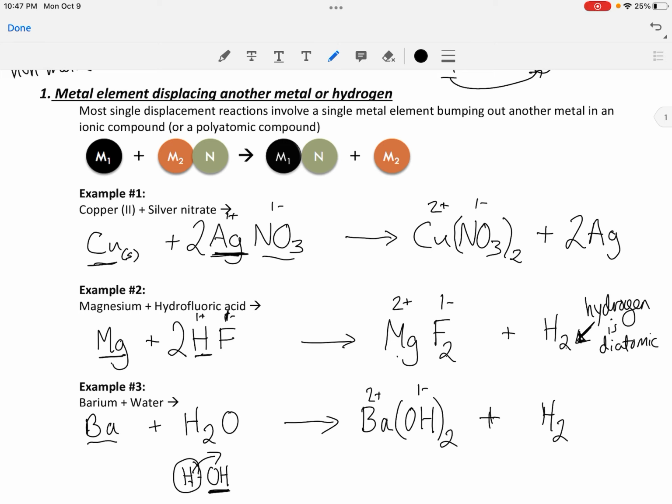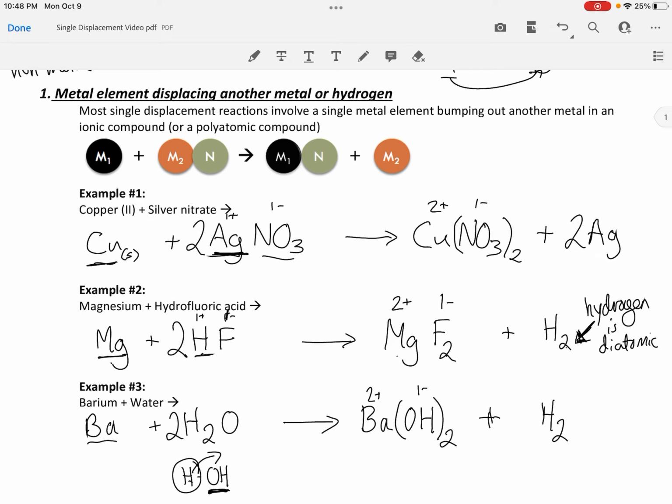Now let's try and balance this. There's 1 barium on each side, so that's all good. There's 2 oxygens in here, and there's only 1 oxygen here. So I'm going to need to stick a 2 in front of my water in order to get enough oxygens on both sides. Now I have 2 hydrogens here, 2 hydrogens there, and 4 hydrogens there. That's all balanced and good to go.